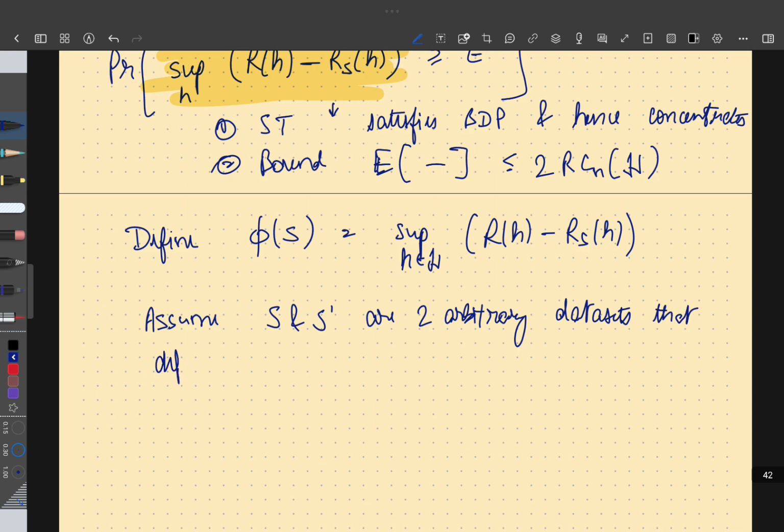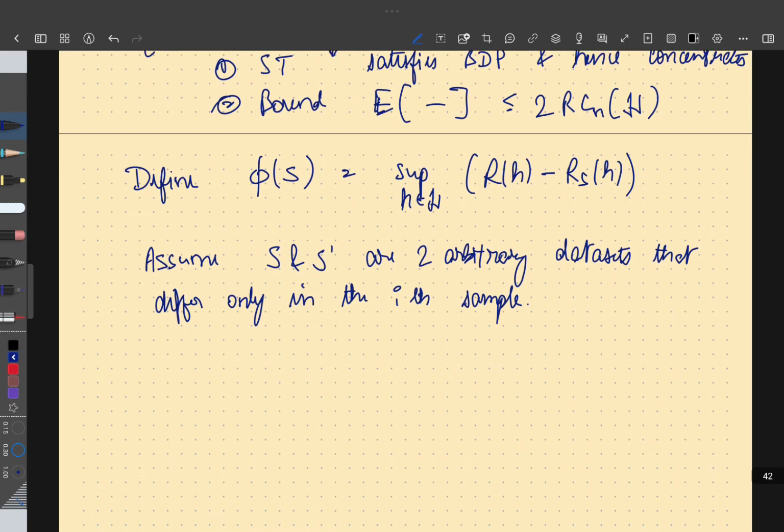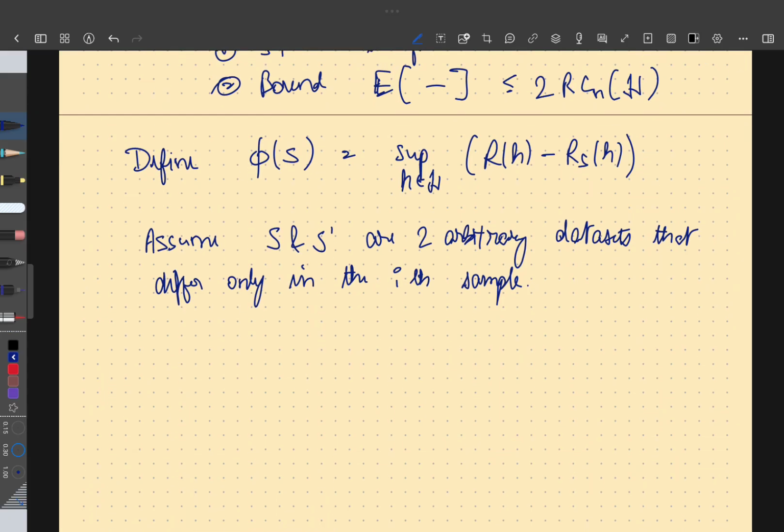That differ only in the ith sample. Okay, so we want to know what is phi of S minus phi of S prime. We want both a lower bound and an upper bound, but this is kind of symmetric, so if you get an upper bound, then you also naturally get the lower bound, which is just the negative of that particular quantity.